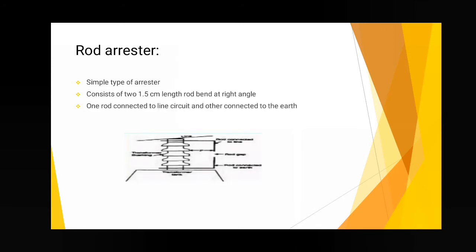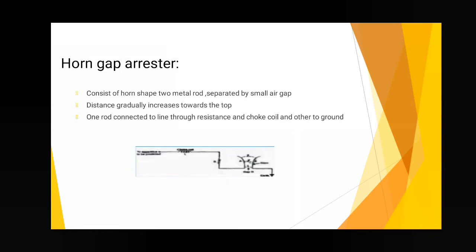First, we are going to see about rod arrestor. The simplest type of arrestor is a rod arrestor. It consists of two 1.5 centimeter length rods bent at right angles. One rod is connected to the line circuit and another one is connected to the earth. The below diagram is a rod arrestor.